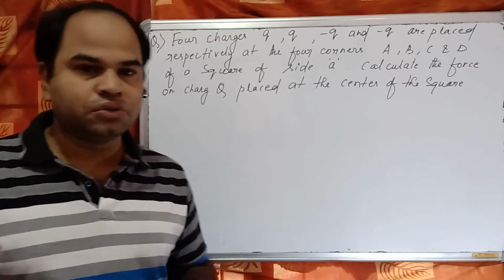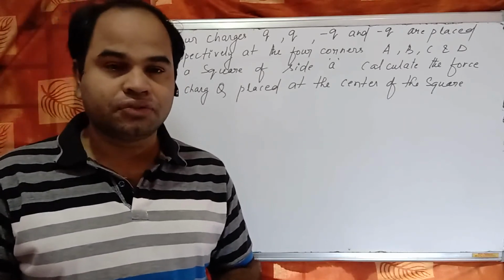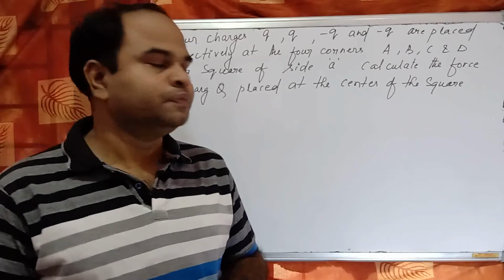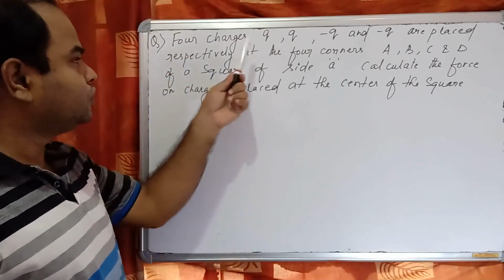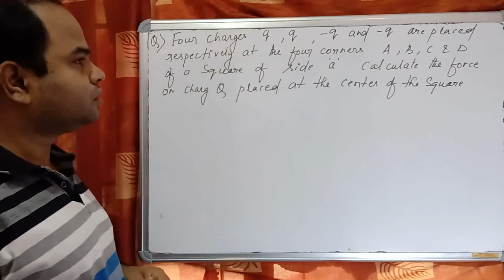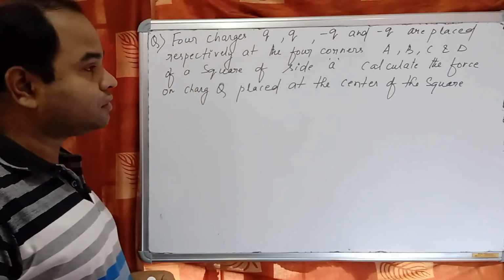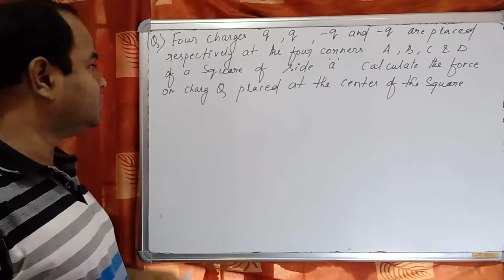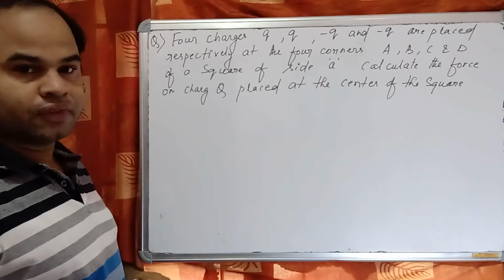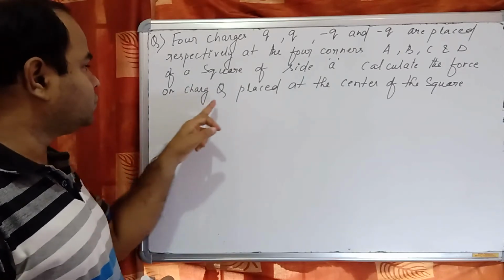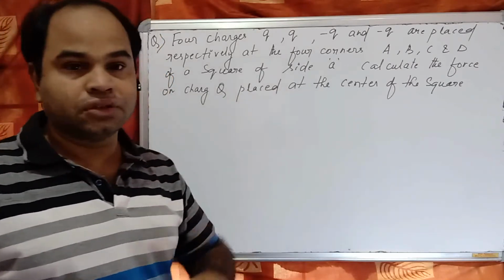Today we will do some questions, then we will move to salient features of Coulomb's law. The first question is: four charges Q, Q, minus Q and minus Q are placed respectively at the four corners A, B, C, D of a square of side A. Calculate the force on charge Q placed at the center of the square.